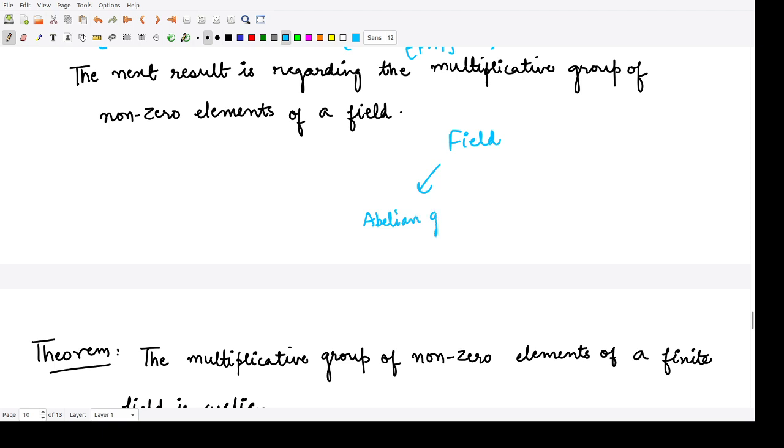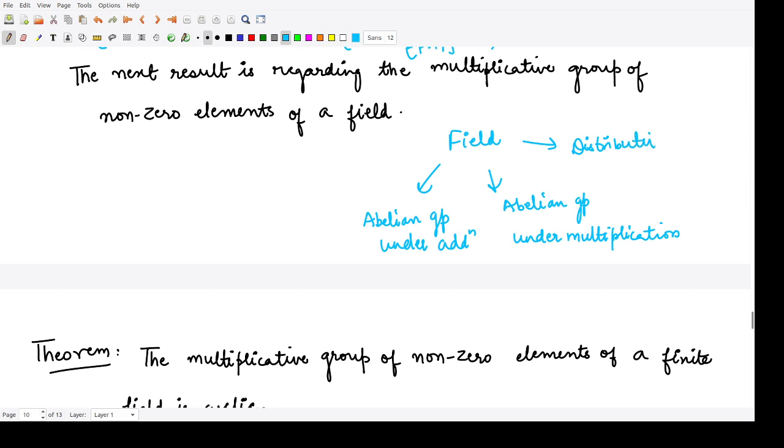So as I have told you, every field contains an abelian group under addition, and an abelian group under multiplication, and the third is it follows all the distributive properties. So that means here we do not have one element, that is the additive identity, that is we do not have zero element present here, because when you divide by zero there is a problem.